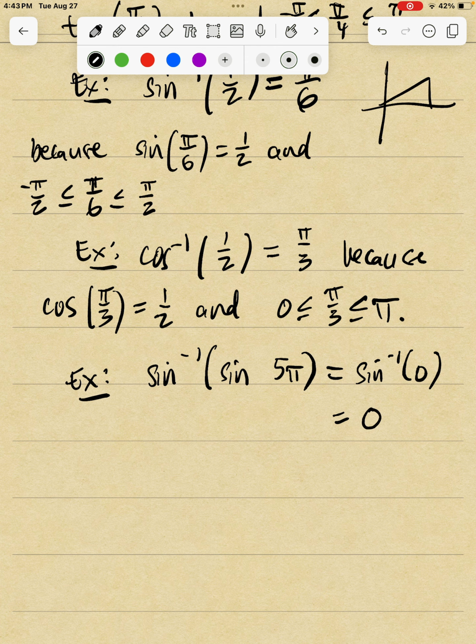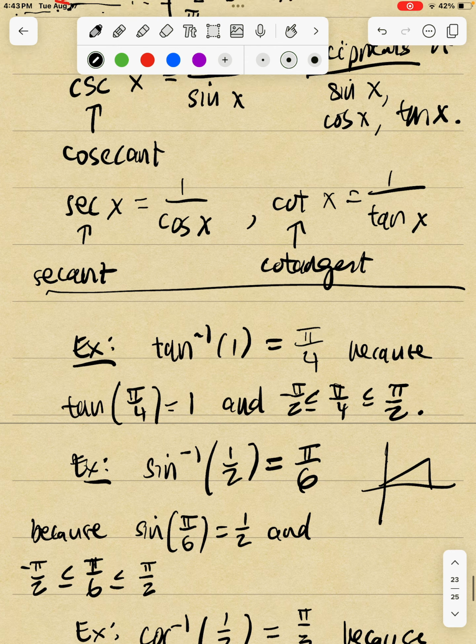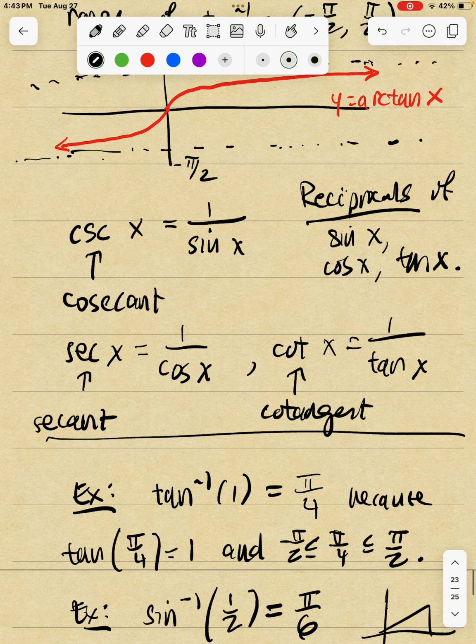So that's the inverse trig functions. We talked about these reciprocals, cosecant, secant, and cotangent. There's also inverses of those, so inverse cosecant, inverse secant, and inverse cotangent, but those are rarely brought up. So we're just going to not talk about that. Okay, so that's an introduction, more like a review of the inverse trig functions.